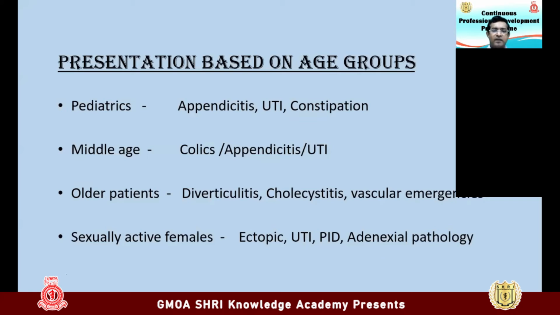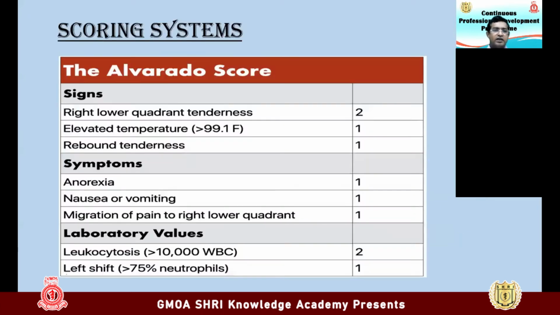In older patients, biliary disease becomes common, with some sort of vascular emergencies like mesenteric ischemia and that kind of thing. And in sexually active females, you will have a lot of causes like adnexal pathology, PID, UTI, sometimes ectopic pregnancies. So these are the things we should consider when we encounter patients in these age categories.